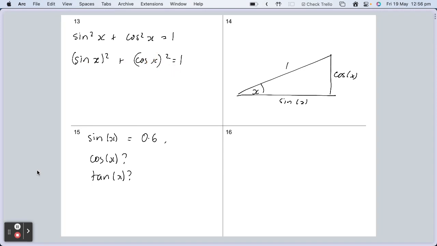Okay, so sine squared x plus cos squared x equals 1. Sine of x all squared plus cos of x all squared is equal to 1. Same deal. Now, the reason why the formula works is really simple.